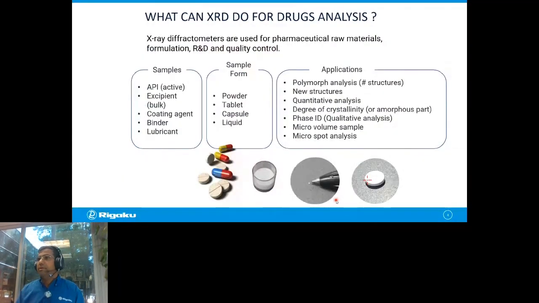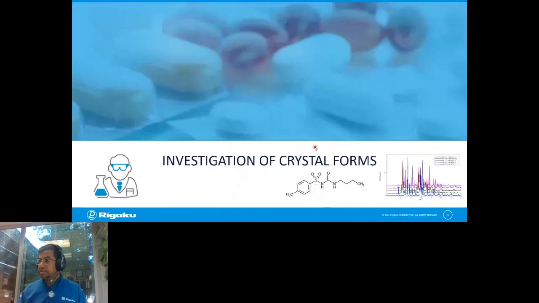In simpler form, again, what can XRD do for drug analysis? X-ray diffractometers are used for pharmaceutical raw materials, formulation, R&D, and quality control. If I would like to divide my sample, the drug samples, I would call them API, the active, excipient, the bulk, the coating agent, the binder, and the lubricant. Sample could be in the form of powder, tablet, capsule, or liquid. And the application would include polymorph analysis, new structure, quantitative analysis, degree of crystallinity, or the amorphous part, phase ID, microvolume sample, and microspot analysis.